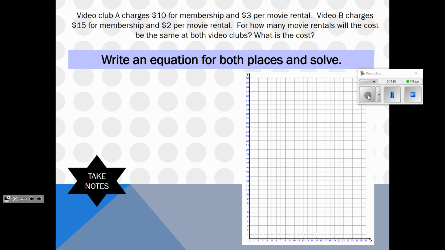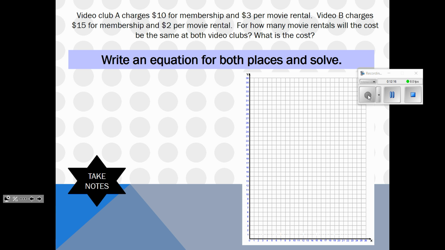Now let's look at this. Video Club A charges $10 for membership and $3 per movie rental. Video Club B charges $15 for membership and $2 per movie rental. For how many movie rentals will the cost be the same at both video clubs? What is the cost? So first we have to write an equation for both the places.